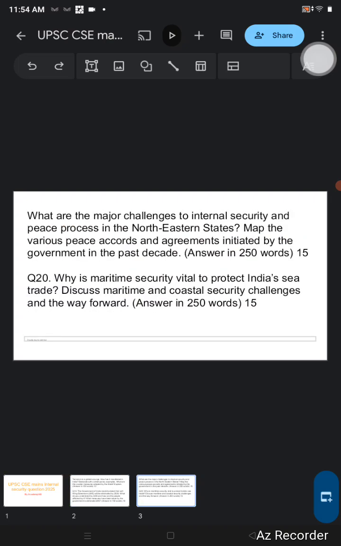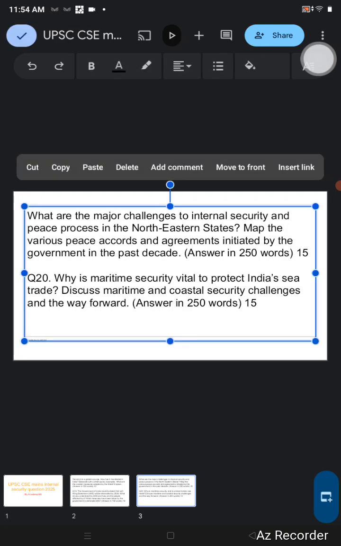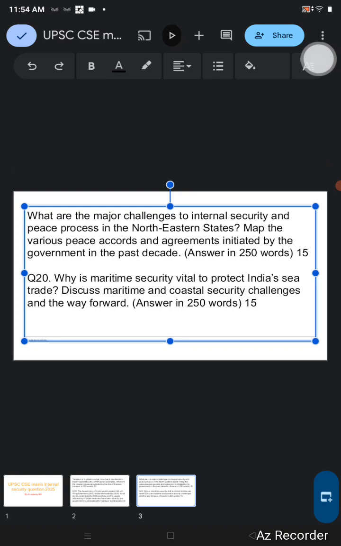This will be the first question. The question is, what are the major challenges to internal security and peace process in the northeastern states? Map the various peace accords and agreements initiated by the government in past decades. But in my opinion, it is not that tricky a question. It's quite a straightforward, easy question. And we have the topic of northeastern state insurgency in our syllabus.